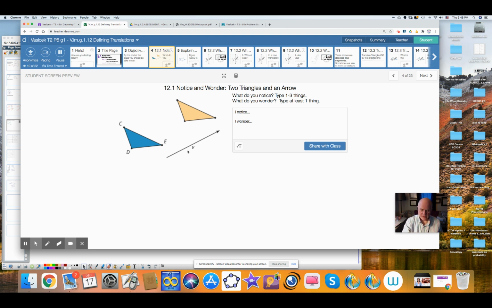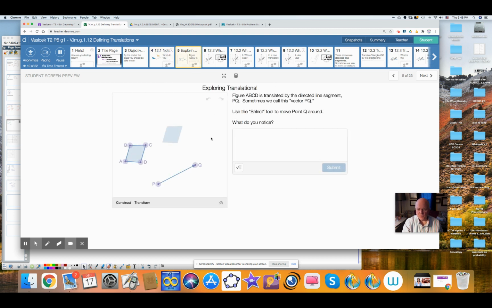It looks like triangle CDE is translated or moved by the same distance as V is and in the same direction as V. I wonder if this is a translation. I wonder how you describe translations. What are the properties of translations? What is the definition of a translation?